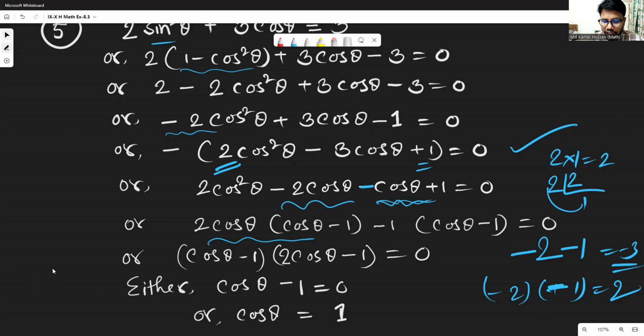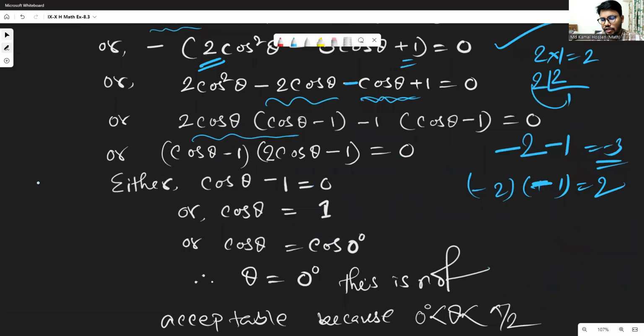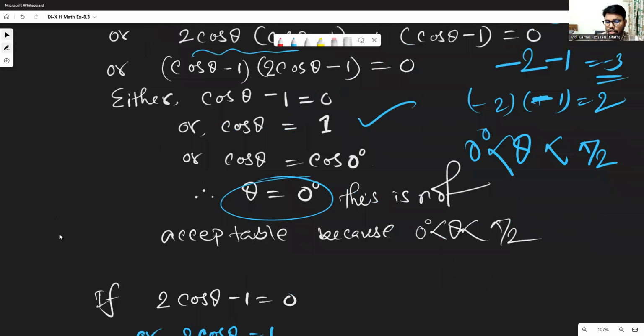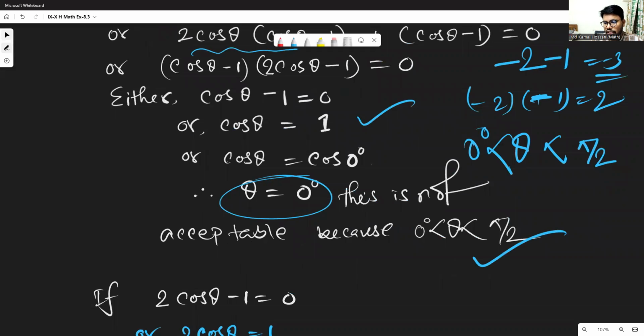So of the two factors, consider the first factor as 0. Cos theta is equal to 1. Theta equals 0. 0 means cos 0 degree equals 1. But there is a condition given in question 5. Angle must be smaller than 90 degree and must be greater than 0. So 0 is not acceptable because the angle must be greater than 0. That's why 0 is not acceptable. So now this is done.